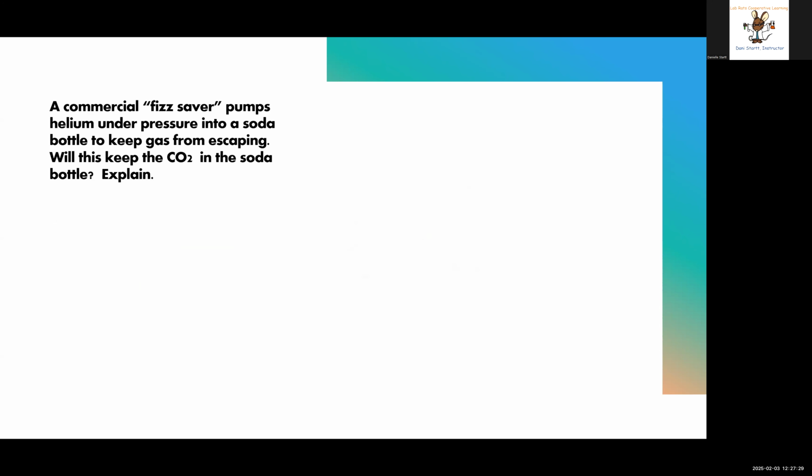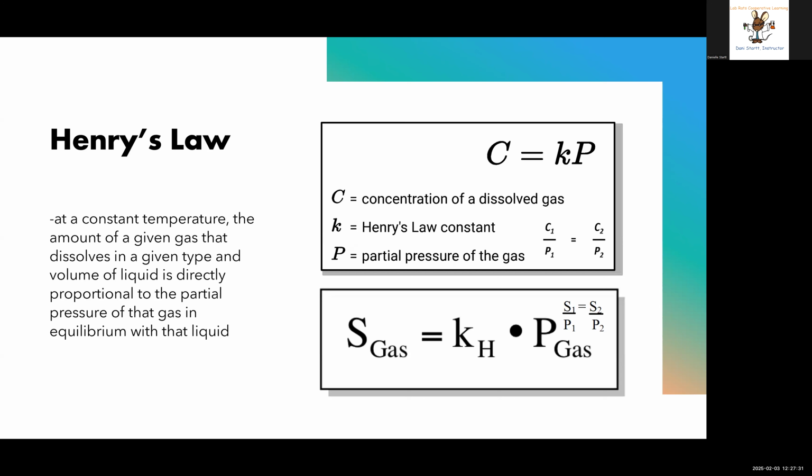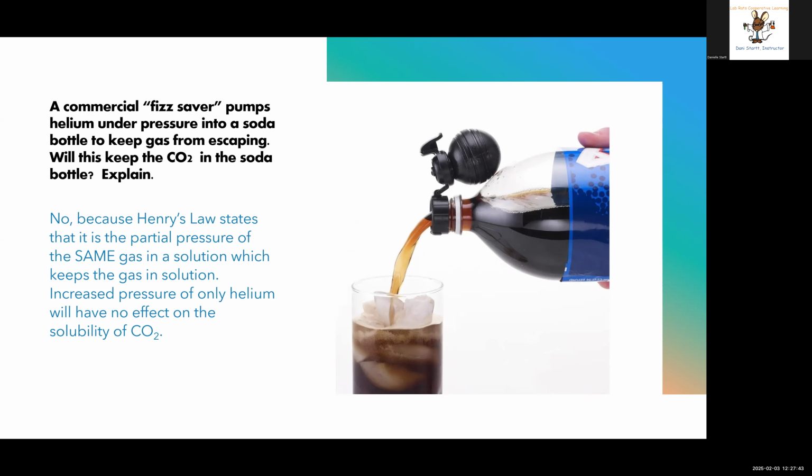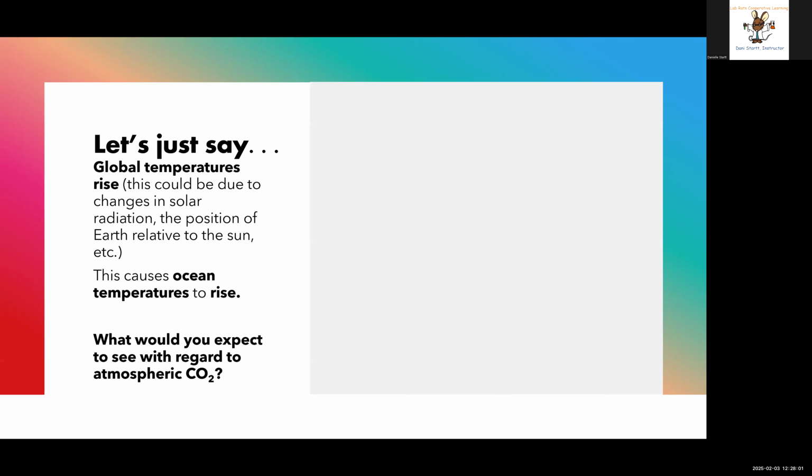But if we look back here at where it says at a constant temperature, the amount of a given gas that dissolves in a given type and volume of liquid is directly proportional to the partial pressure of that gas. Keep in mind that whole bit about, you open your soda bottle and it makes that sh sound. That's because you've reduced the pressure in that container. And you've got carbon dioxide escaping, and that's because the pressure of the carbon dioxide outside the bottle is less than the pressure of the carbon dioxide inside the bottle. It's specifically the carbon dioxide that matters.